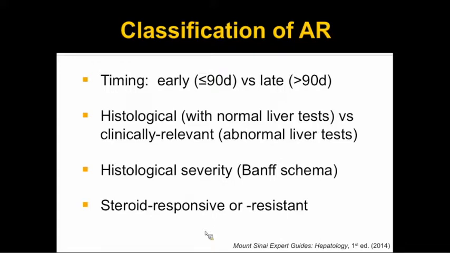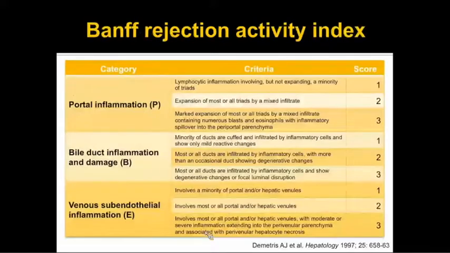So they'll use protocol biopsies prior to withdrawing immunosuppression, or clinically relevant rejection where you see both the pathology that's classic for rejection, but on top of that have abnormal liver tests that fit with that. You can classify it based on histologic severity, which I'll discuss in more detail, and then whether it's steroid responsive or steroid resistant.